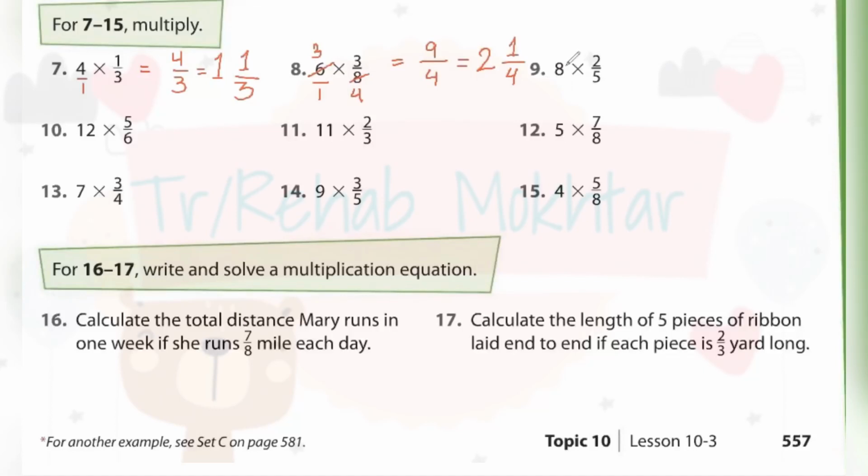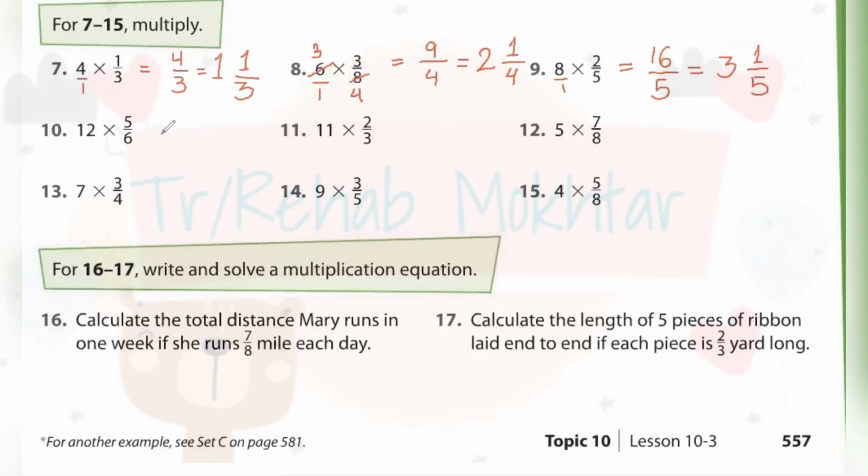Number 9. 8 times 2 out of 5. Ask yourself, is there any common factor between 2 and 5? No. What about 8 and 5? No. So I will start to multiply numerator by numerator, denominator by denominator. 8 times 2 equals 16. 1 times 5 equals 5. Now, ask yourself, how many 5s in 16? 3. 3 times 5 equals 15 and remainder 1 out of 5.